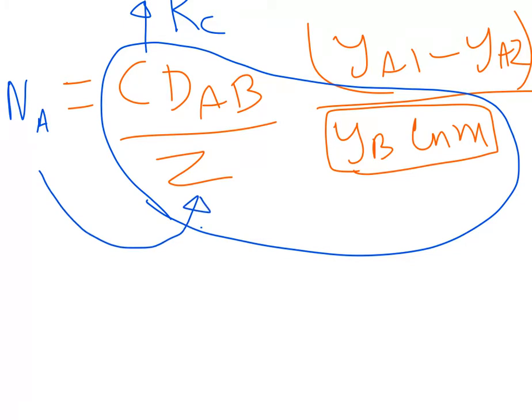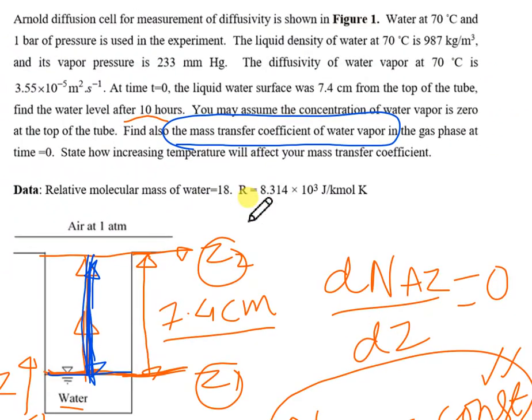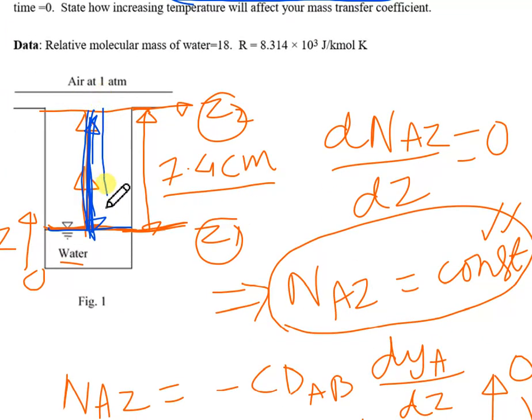So now we will be using the pseudo steady state concept to make the mass balance, and Z is a variable now here. Z will be measured from the top, and it will be increasing. So Z is the diffusion path measured from the top. As diffusion takes place, this level of water will be going down, so that capital Z will be increasing.